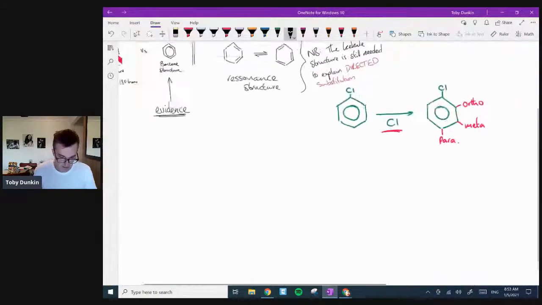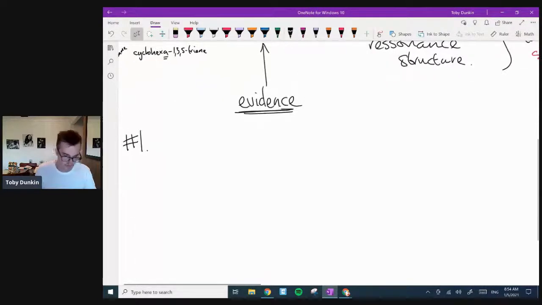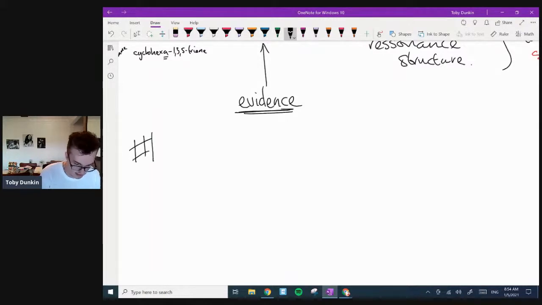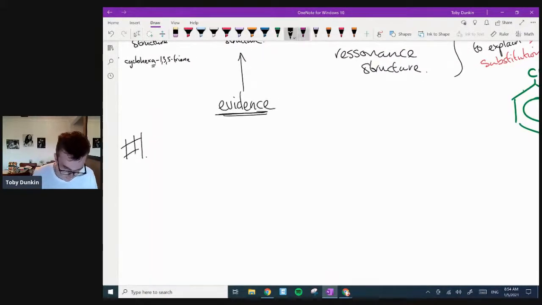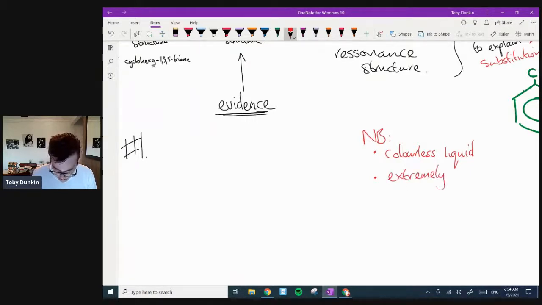It's really annoying. So first thing that I think we need to write down is, before I write down number 1, you can do this as a nota bene. It's absolutely fine. So nota bene, another one. I love my nota benes. These are important notes, by the way. I'm not doing them for no reason. So number 1, nota bene, bullet point, colorless liquid at room temperature. It is also extremely toxic and carcinogenic. But the key one that comes up in the exam is extremely carcinogenic.